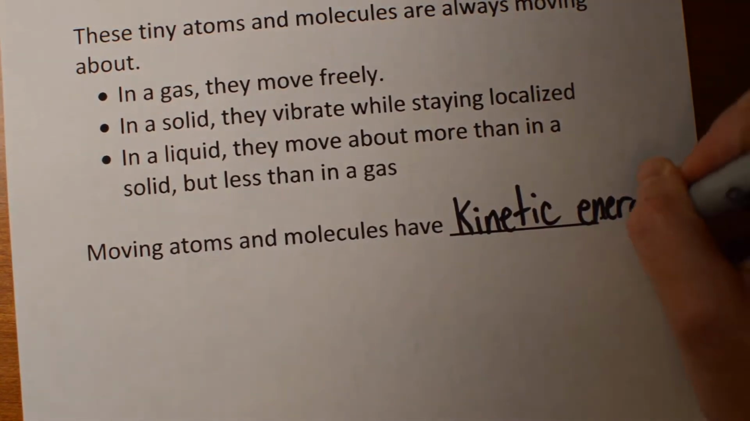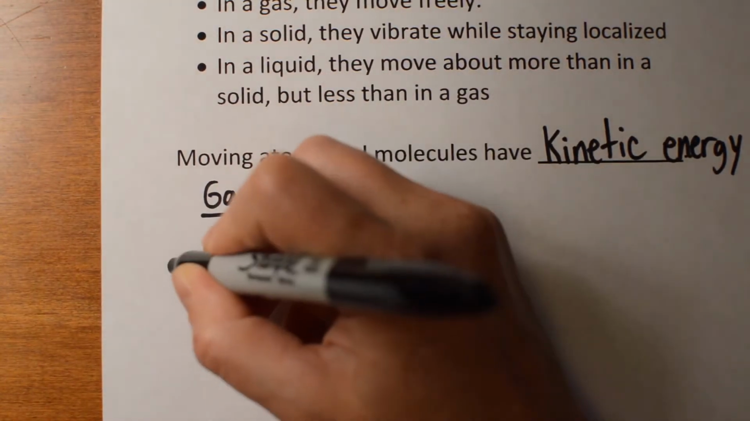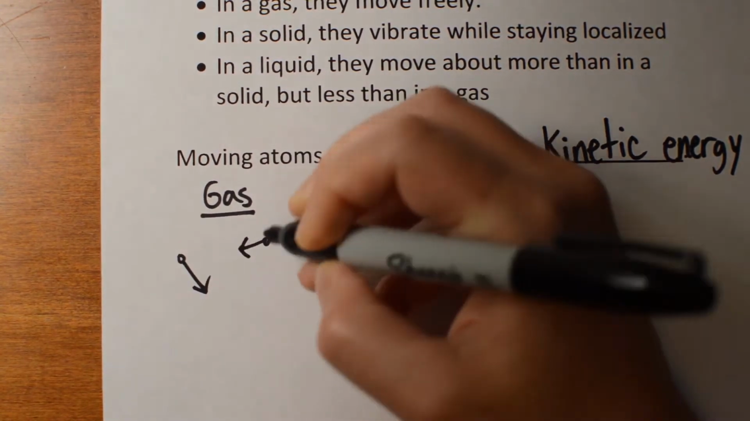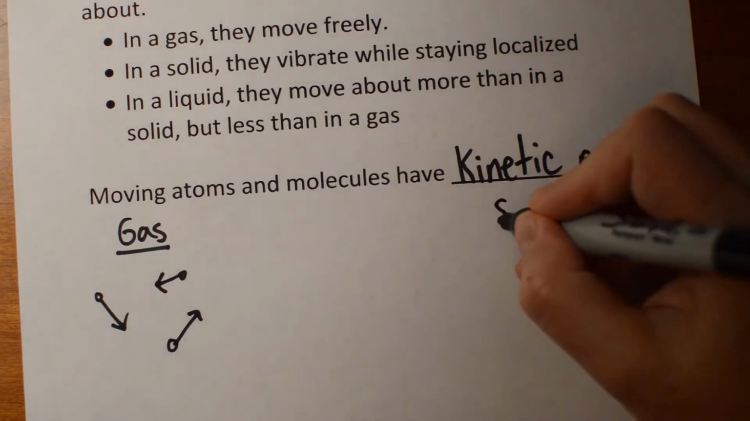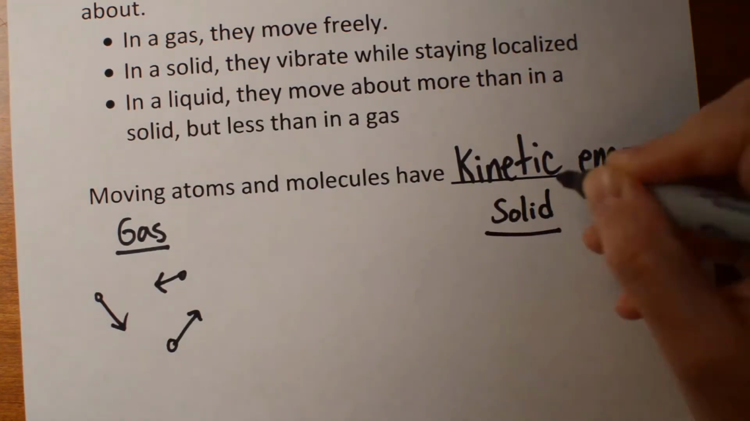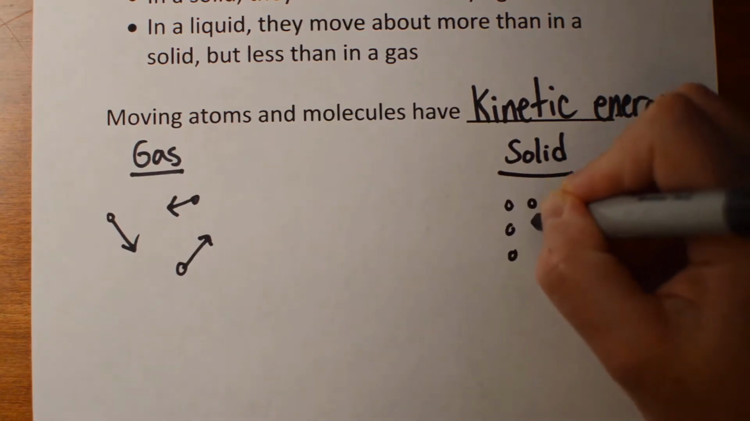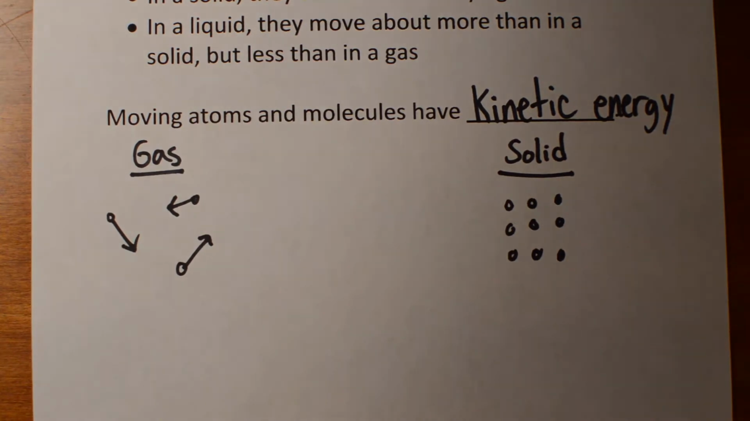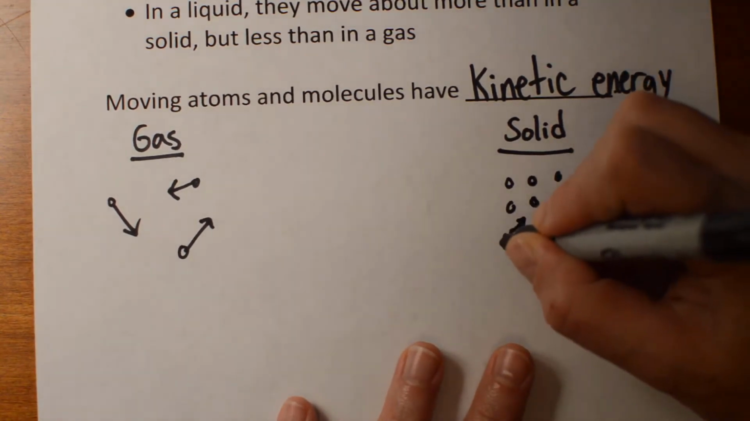And if they're atoms or molecules in a gas, then they're able to move freely. So you've probably seen pictures like this before. Molecules in a gas can go about anywhere they want. In a solid though, the atoms might be in a crystal lattice like this. And we might think, well, how could they have kinetic energy? They're stuck in place. They can't move. Actually, they are moving. They're just vibrating back and forth.